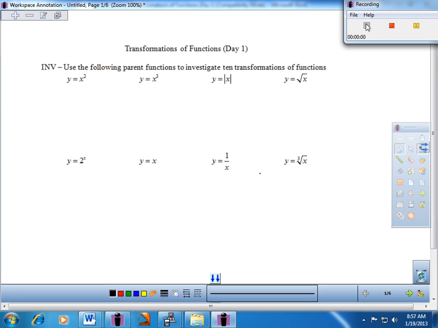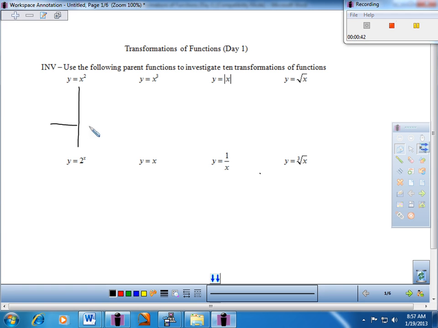So what we're going to do is just start out with a little investigation to get us thinking about it, and then try to fill in a table so it can be a good reference for you as you go through learning all of these transformations. So let's start it out. It says, use the following parent functions to investigate 10 transformations of functions. That sounds great.